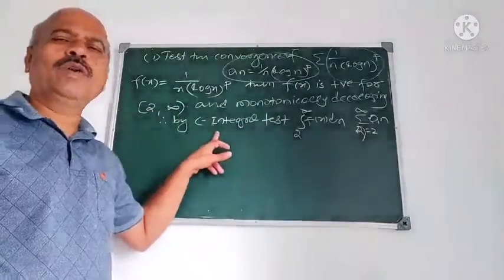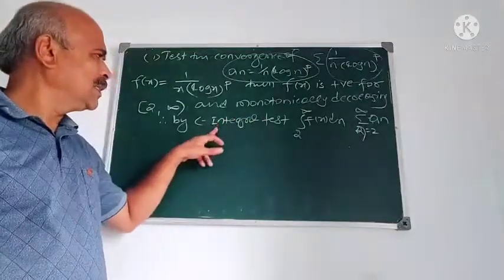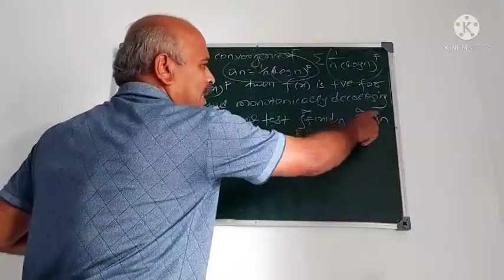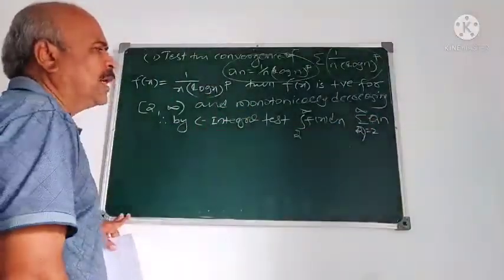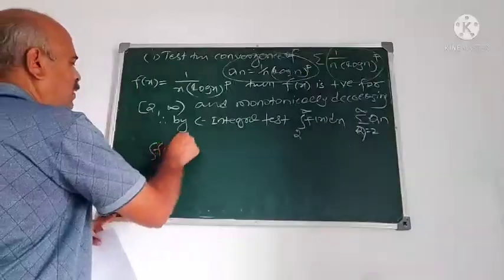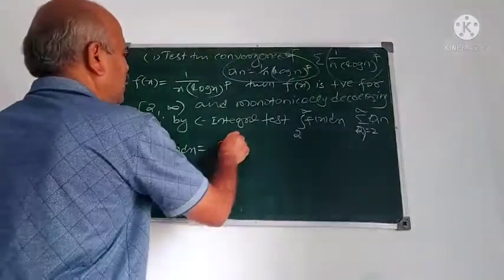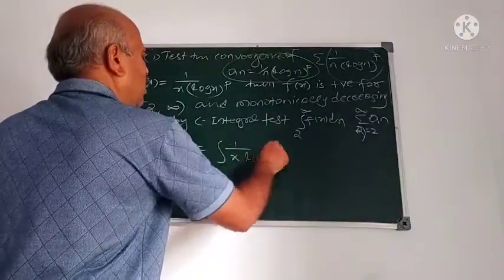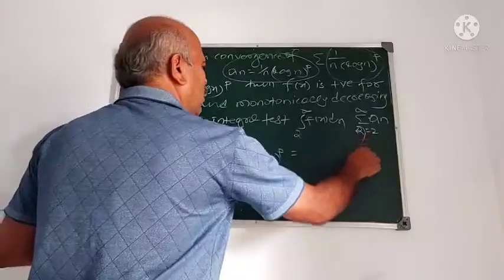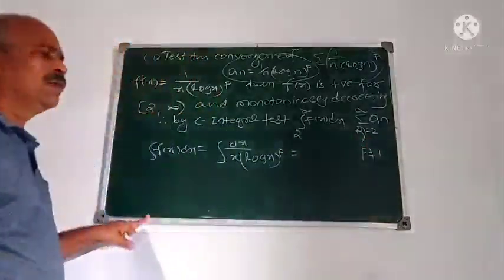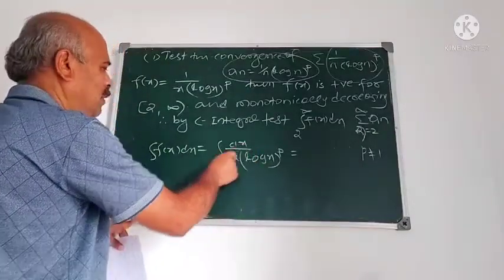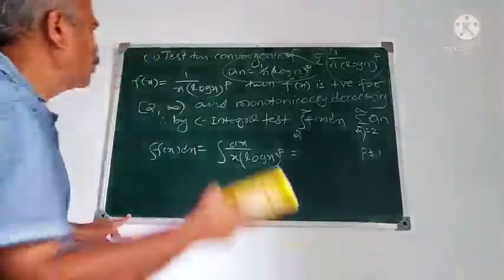Now how to apply Cauchy's integral test? Cauchy's integral test says that the integral from 2 to infinity of f(x) dx and the sum from 2 to infinity of a_n either converge or diverge together. Now we consider this integral of f(x) dx. What is the integral of f(x) dx? The integral of 1 upon x (log x) raised to p with respect to x. Now suppose p is not equal to 1. Then if we take log x as t, I explain how to integrate this, how to obtain the primitive.